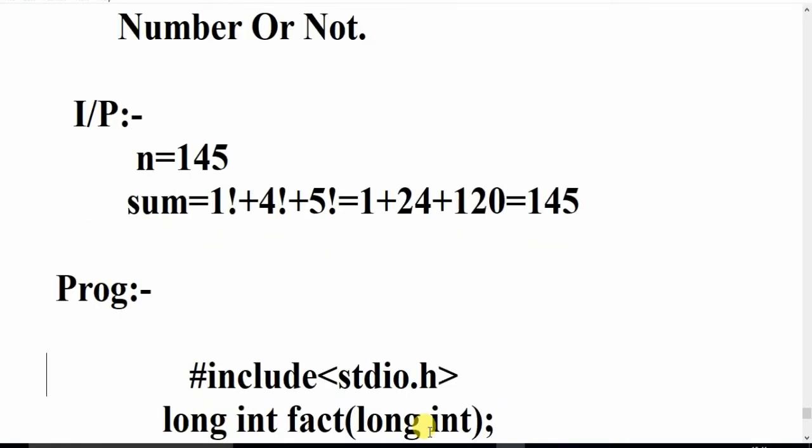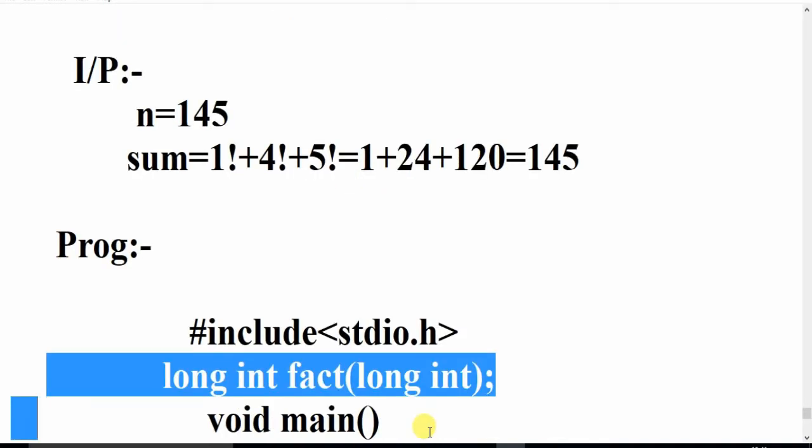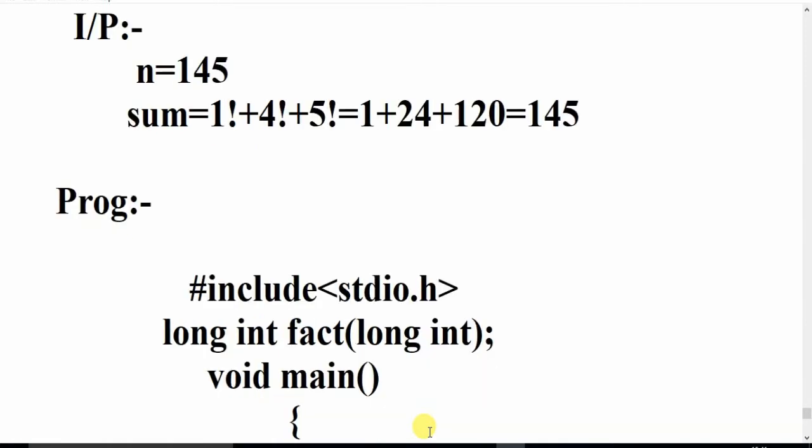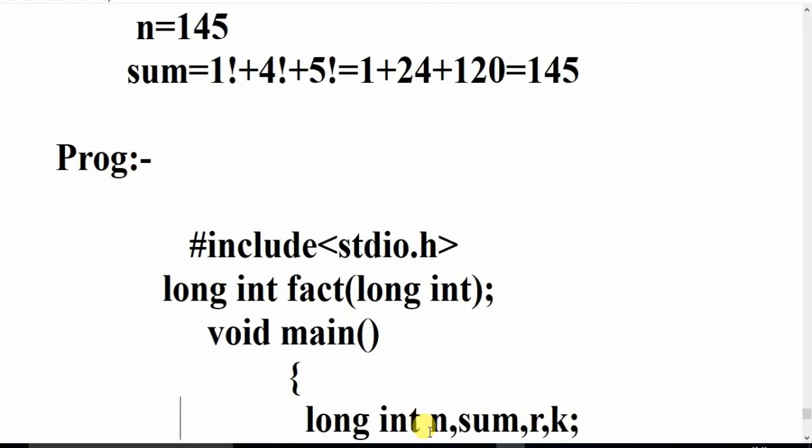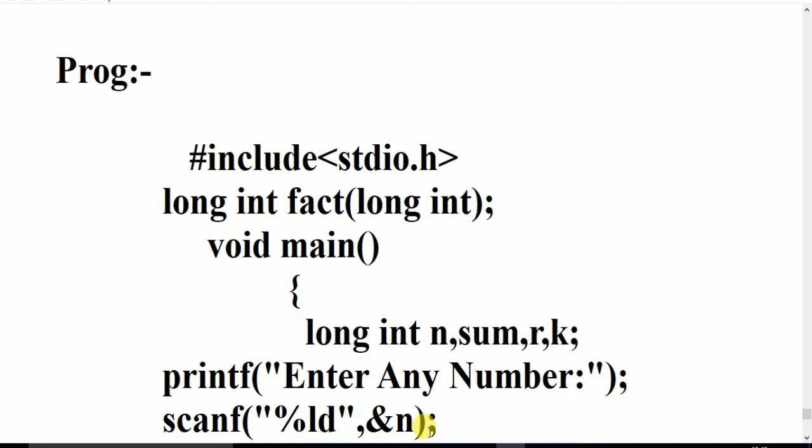So let's observe how we are writing this program. We include stdio.h, then long int fact of long int, here you can take int or long int. Then void main, long int n, sum, r, k. N is nothing but the input, and sum is to store the sum of the factorial values of the digits. Then r is nothing but the remainder to get one digit, and k is to store the n value in a temporary variable called k. After coming out from this loop, we check whether the sum of the factorial values of the digits is equivalent to the given number. Because the n value becomes 0 after coming out from the loop, that's why we store it into some other variable.